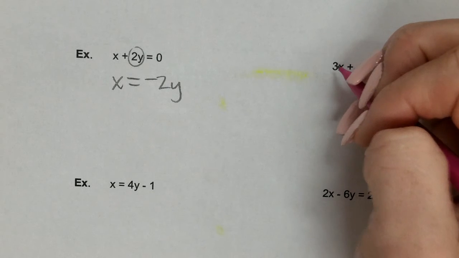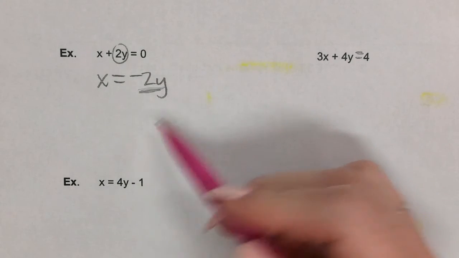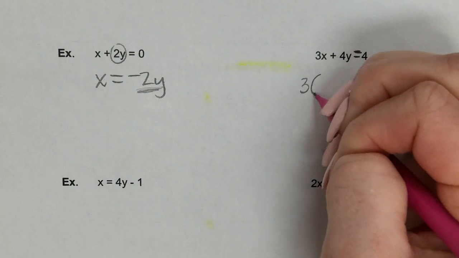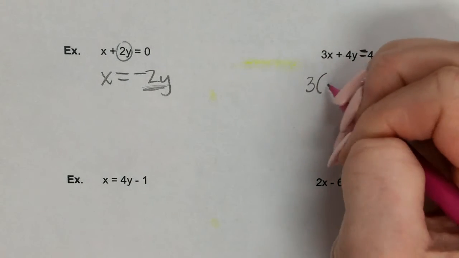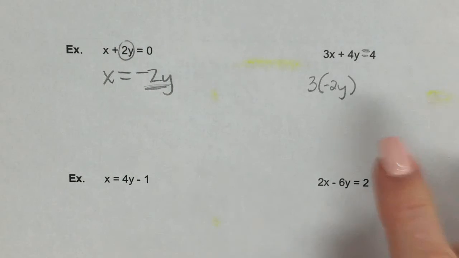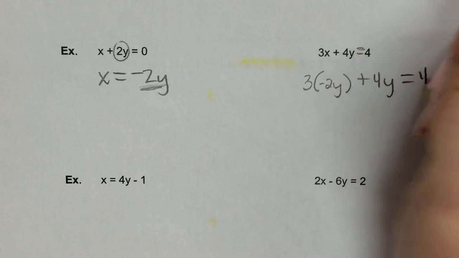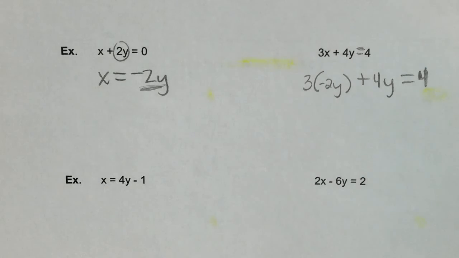You had to stop and look: what am I plugging this in for? X. Okay, so 3 times negative 2y. This is where, if it's a lot, you have to do distributive property, but there's only one, so you're okay. Plus 4y equals 4. Make sure you did that right.